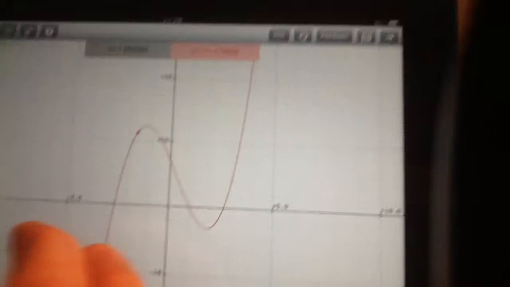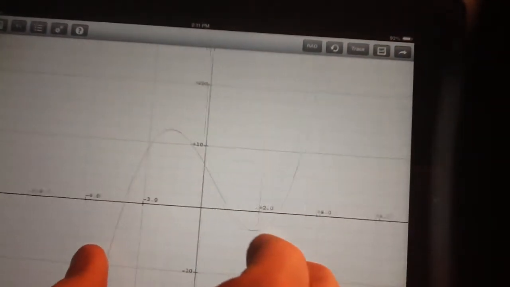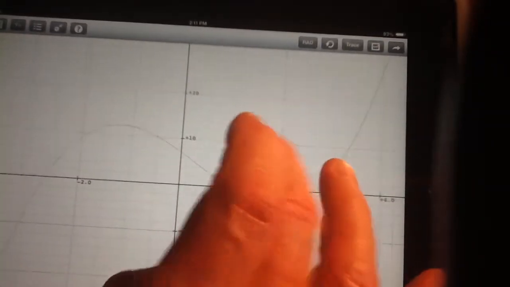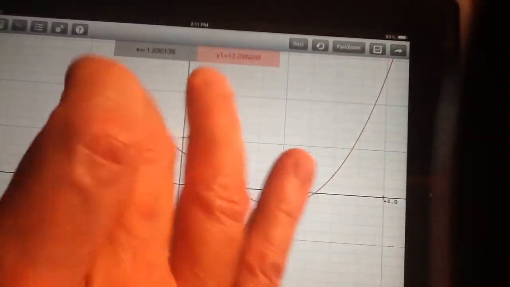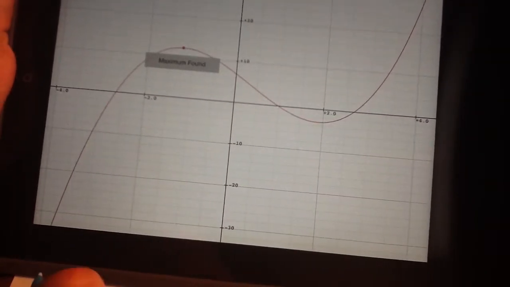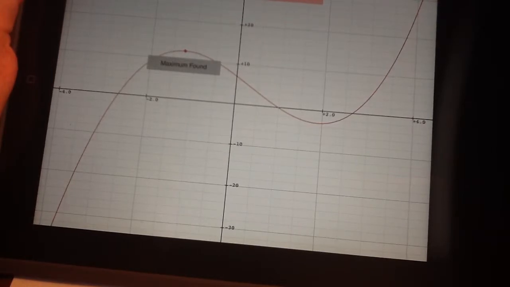Now you see I'm having trouble spotting it here. So what I need to do is go back to trace. I need to expand it left and right to give it more options. There we go. So I got when x is negative 1.230, I want 3 decimals please. Y is 12.236.